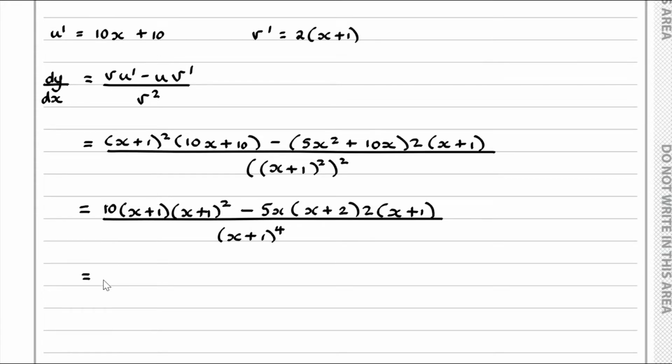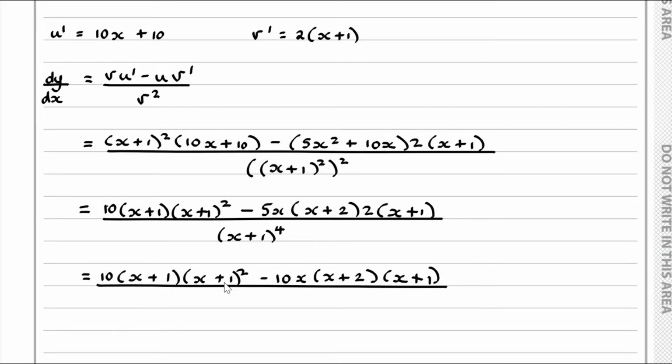we have 10 lots of x plus 1, lots of, if I just write this neatly, x plus 1 lots of x plus 1 squared, minus, well, 5x times by 2, that's 10x. So we have 10x lots of x plus 2 lots of x plus 1. And on the bottom, we have x plus 1 to the power of 4. Okay.